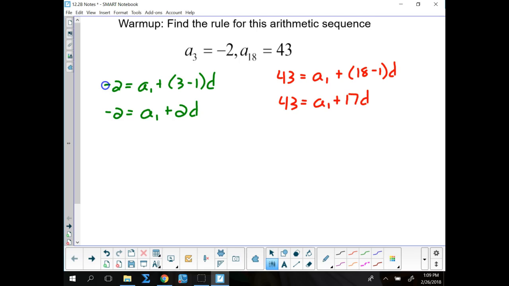Now, let me ask you just an observational question. Is my common difference going to be positive or negative?